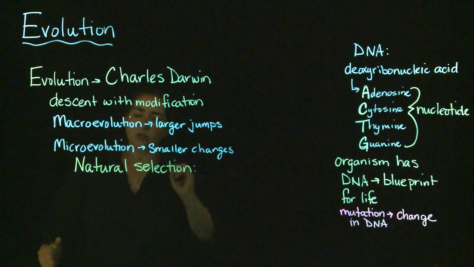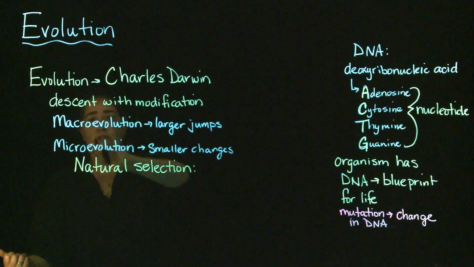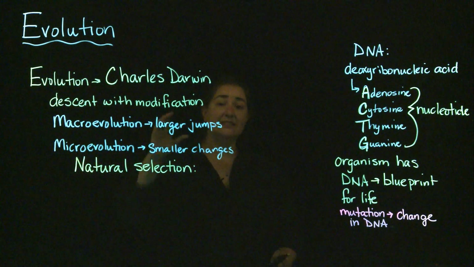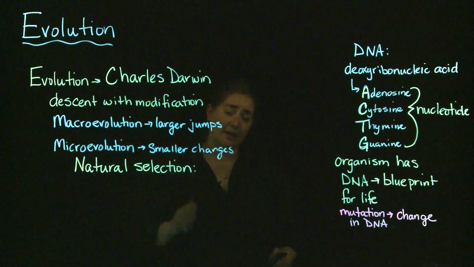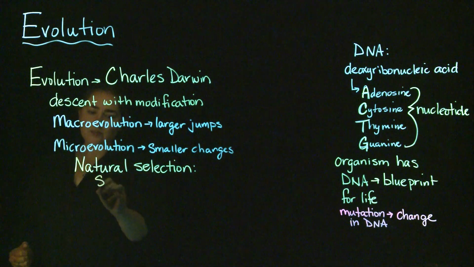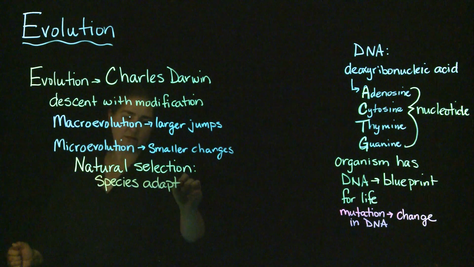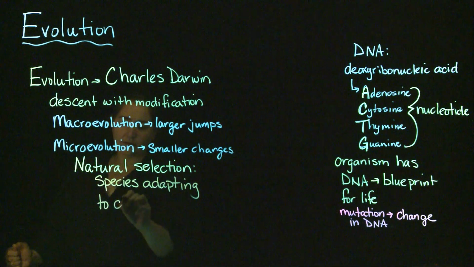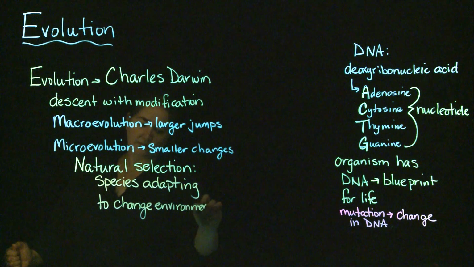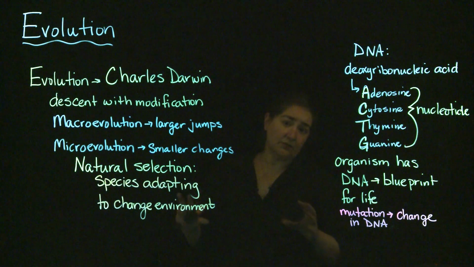And in terms of natural selection, how this differs from evolution: evolution's talking about descent with modification. Natural selection is the mechanism by which evolution can happen. So in terms of natural selection, we're talking about a species adapting to a change in the environment. And the example I have in the PowerPoints is going to be beetles.